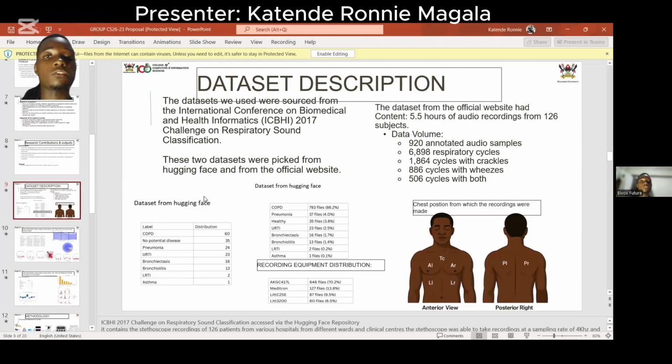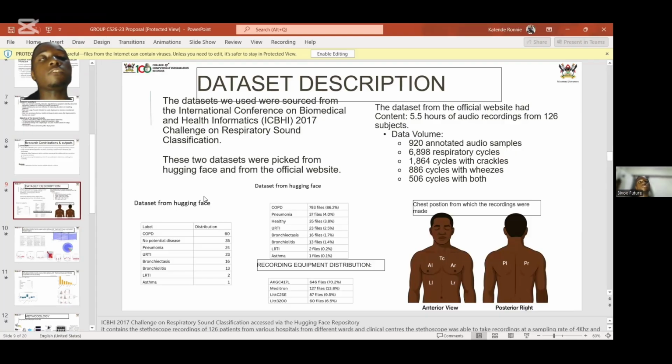We have two datasets. The first dataset was gotten from the International Conference on Biomedical and Health Informatics, which was specifically gotten from the original website, and the other was gotten from Hugging Face. The one from Hugging Face had these labels that you can see here in the table: pneumonia, COPD, potential disease, URTI, bronchiectasis, bronchiolitis, LRTI, then asthma. These are the distributions of those labels.